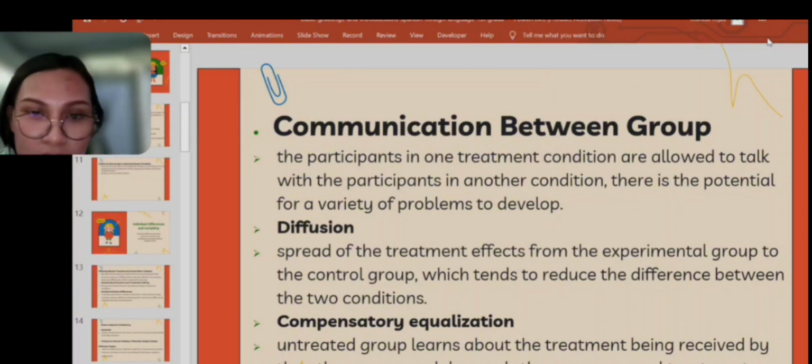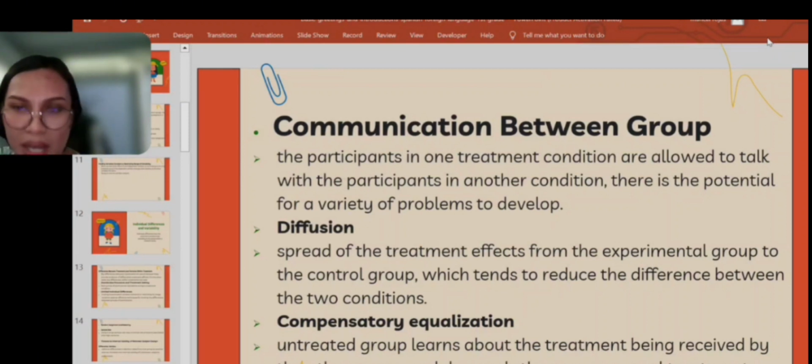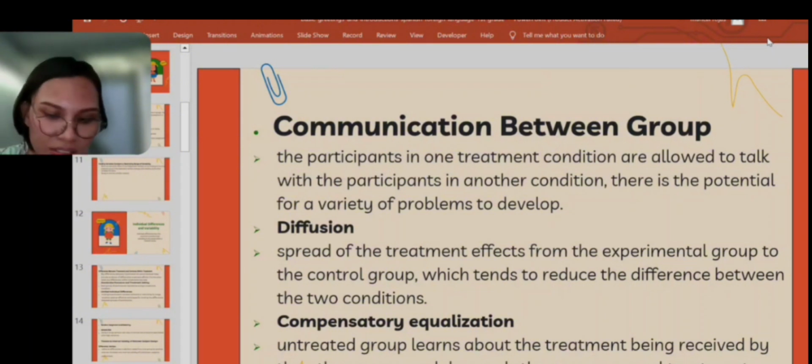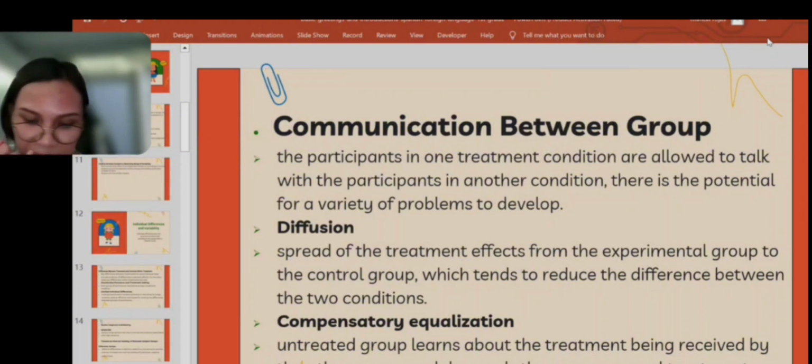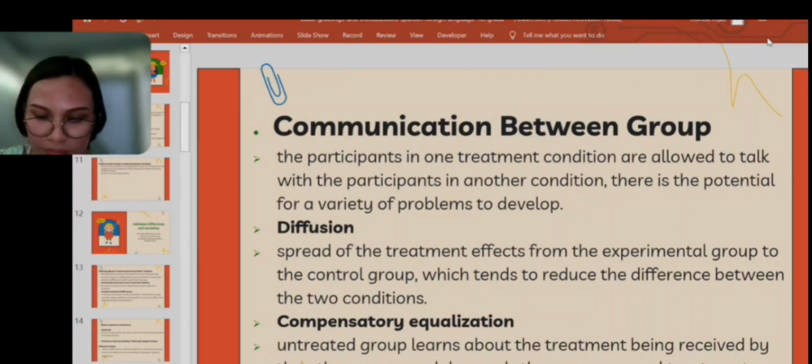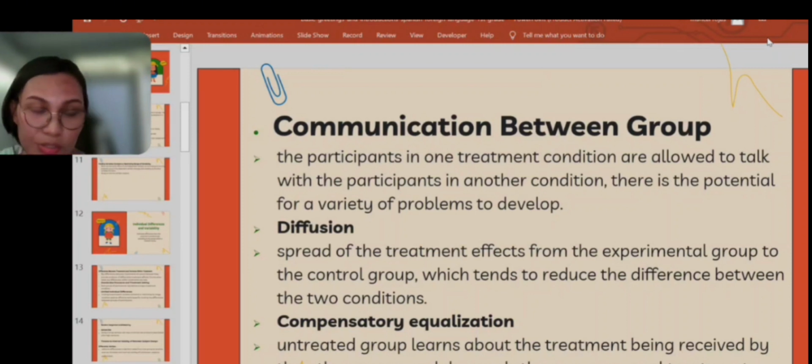So, yung compensatory equalization. So, untreated group learn about the treatment being received by the other group and demand the same treatment. So, sample ito, if the boys in the non-violent television group learn na yung nanonood or yung sa treatment ng violent television group are allowed to watch the television series Batman, nagdedemand sila na gusto din nila mapanood din yun.